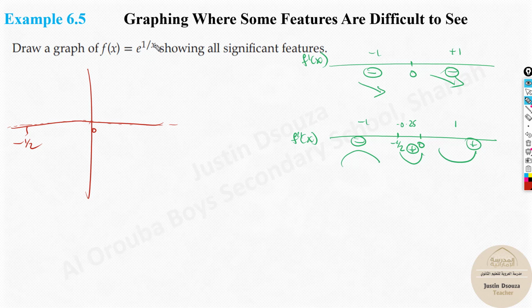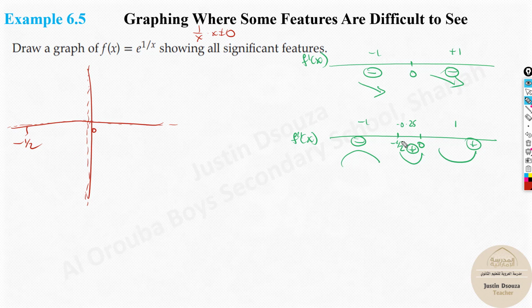Oh, one more thing, can x be 0? 1 by x, x cannot be 0. Why? Because it'll be undefined over here. So we have another vertical asymptote. Whenever you have a denominator of divide by x, this will be an asymptote. Now here x cannot be 0. So these are the asymptotes at 0, horizontal, and vertical also at 0.